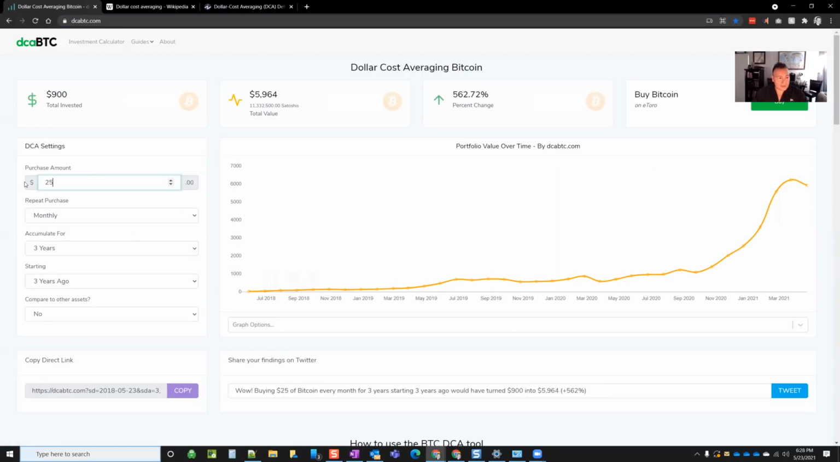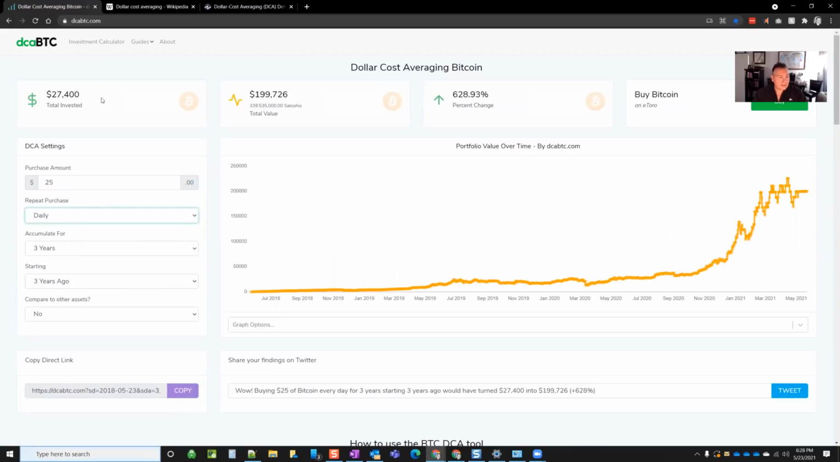And I was going to say, if I had put $25 daily and started 3 years ago, it would have cost me $27,400, and it'd be worth $199,726 today. So that's why, in my case, I decided to start with the $25 a day. And I'm not doing Bitcoin. I'm putting into Ethereum and Cardano. Those are two other projects.